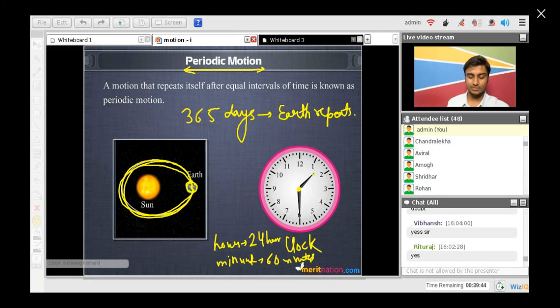Both of these hands will repeat their motion after every 24 hours or 60 minutes. That is why a clock is also said to be in periodic motion. A motion that repeats itself after an equal time interval is known as periodic motion. This was about types of motion.